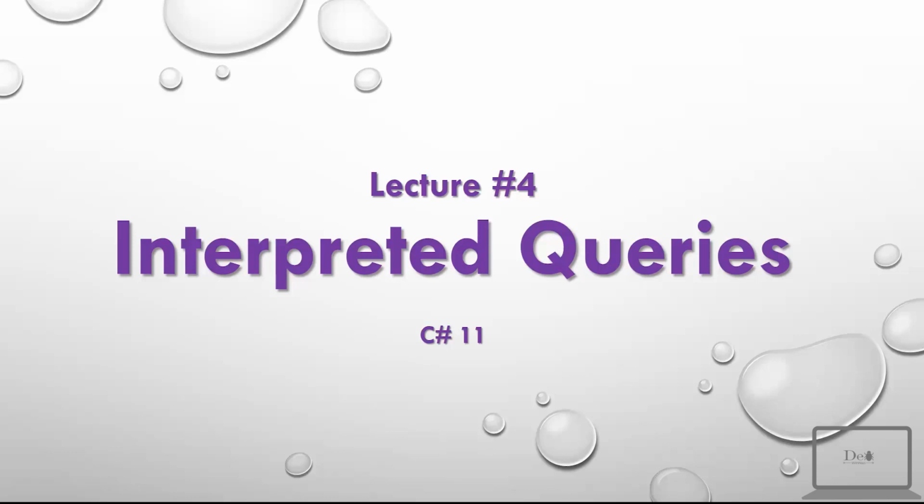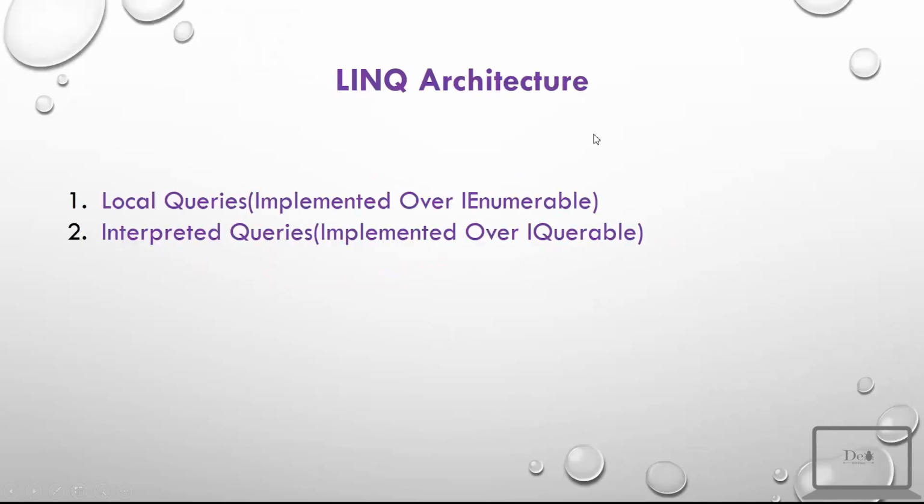Hey guys, in our LINQ course series, today we will see interpreted queries. In LINQ architecture, we have two types of queries. One is local query. It is implemented over IEnumerable. And second is interpreted query, and these are implemented over IQueryable.